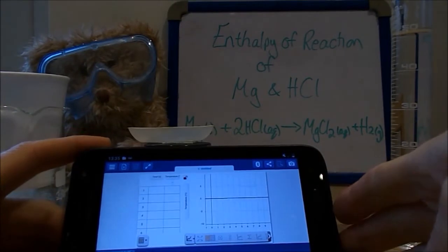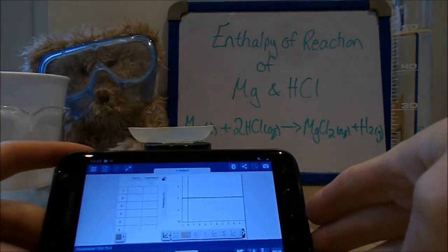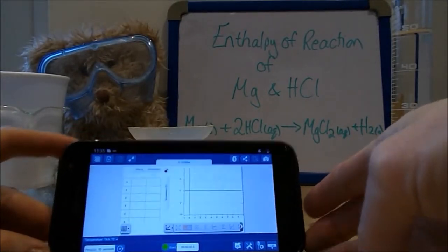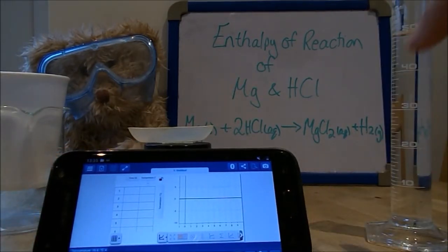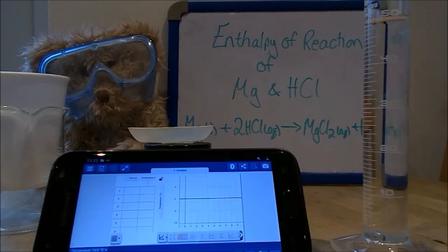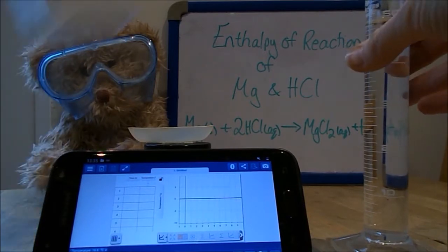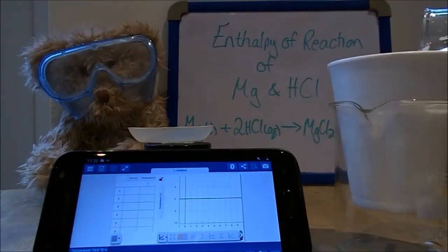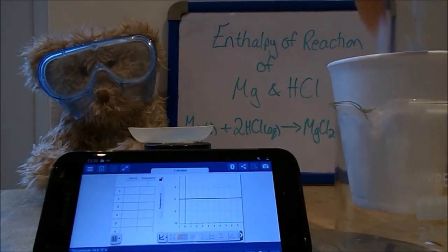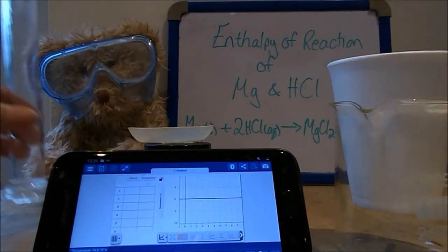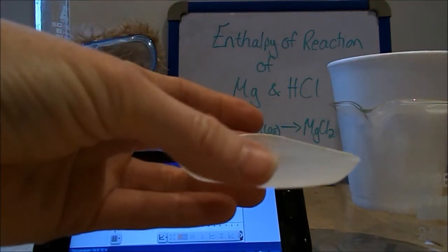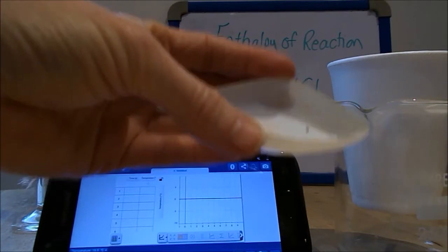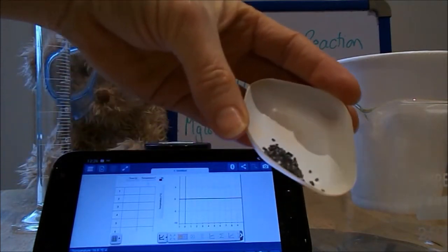So we now need to prepare the experiment itself. Let me make sure that stands up. Okay, so I have got 50 centimetres cubed of hydrochloric acid that has been measured out in our measuring cylinder there. So I'm going to put that into my polystyrene cup. Now we're going to be reacting that with 0.12 grams of magnesium turnings. You can see those in the weighing boat there.